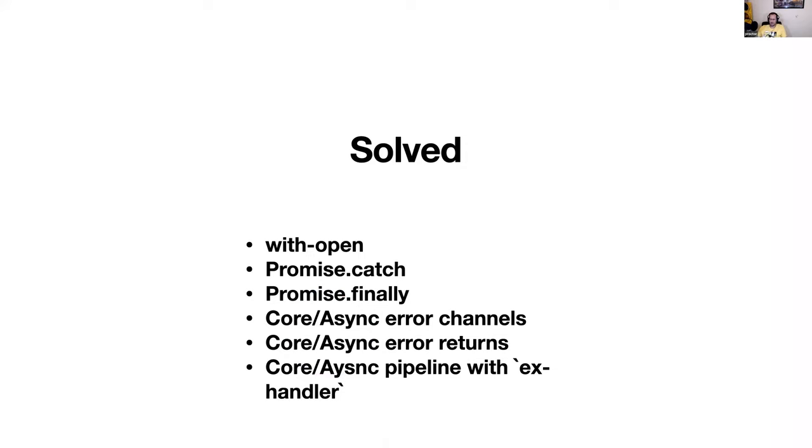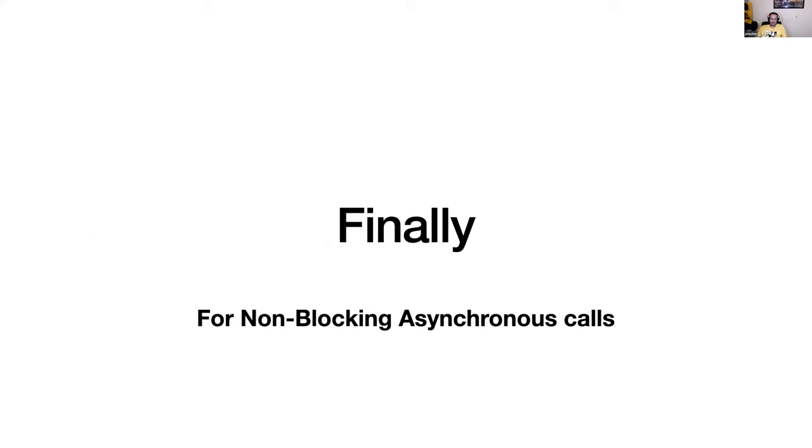You got promise finally. These last three are, if you're familiar with Clojure, there's a couple of things with core async, which is their Clojure go routine kind of stuff, similar to Go's go routines, continuation style, CSP stuff. But you've got error channels, you got error returns, you got pipelines with error handlers. So, hey, that's great. They're solved again. And we've got them solved for asynchronous errors. Except, what about the finally?